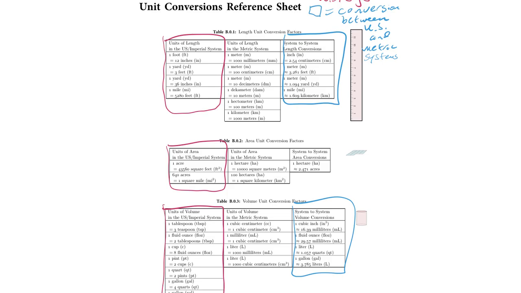First page. Okay, so let's see, where is it? Right here. Top, blue box. We got inches to centimeters.